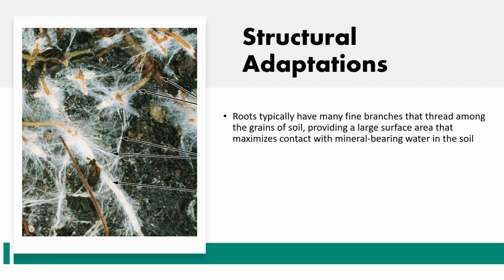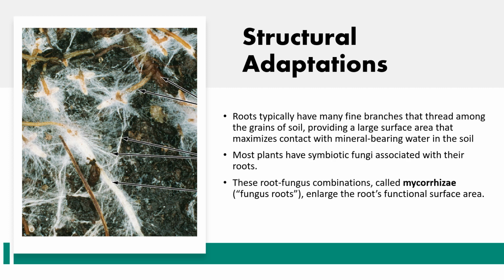Now, roots are going to have these large networks that are branching out so that they can receive enough water and minerals. But they also will often have an associated fungal relationship, which we call mycorrhizae. Okay, so mycorrhizae are a root-fungus symbiosis, so it's good for both the root and for the fungus. And it allows for the roots to actually increase their surface area.